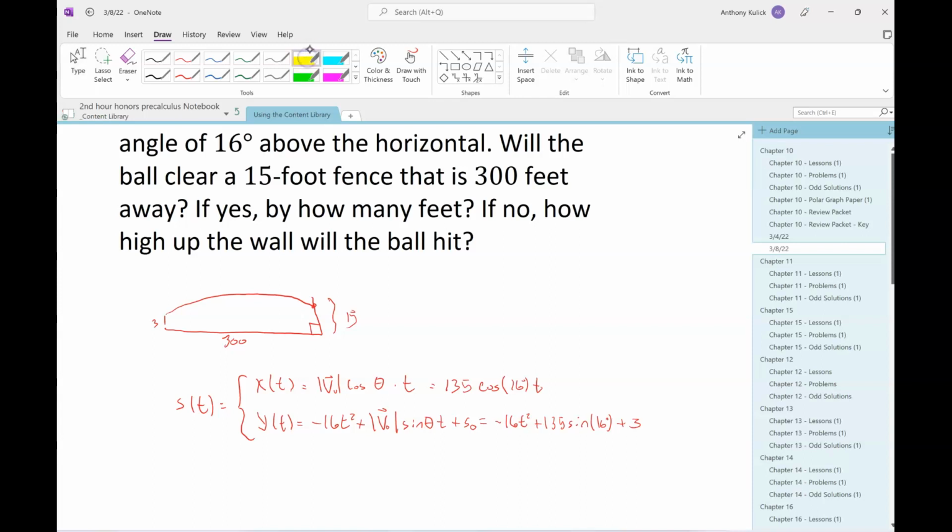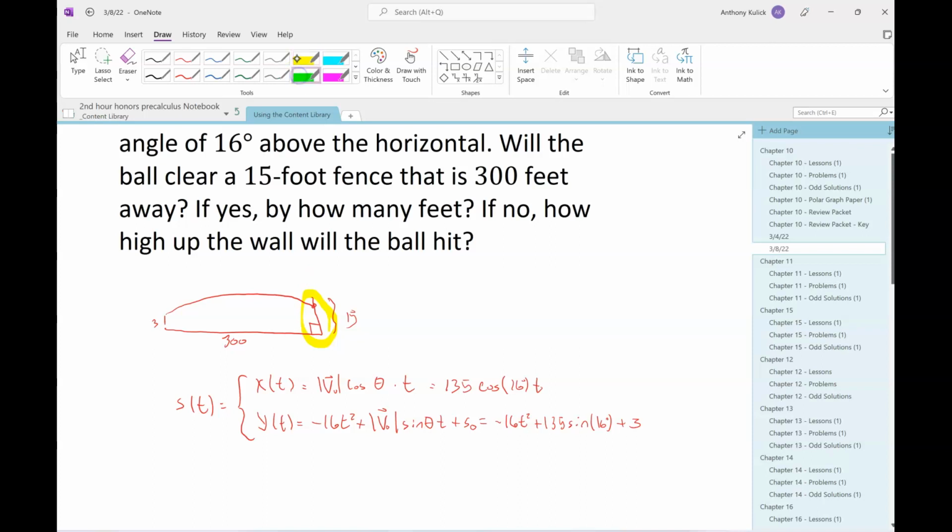So let's talk about what we want to figure out, right? Basically, I want to know the time when the ball gets to the wall, because I can then take that time and plug it into the y of t to figure out the height of the ball when it reaches the wall and compare that to 15. Is everybody cool with that?